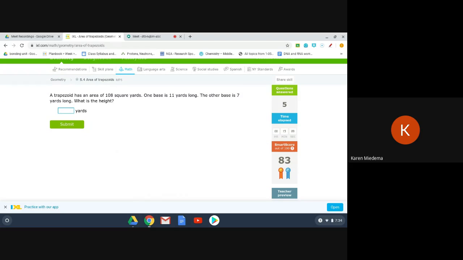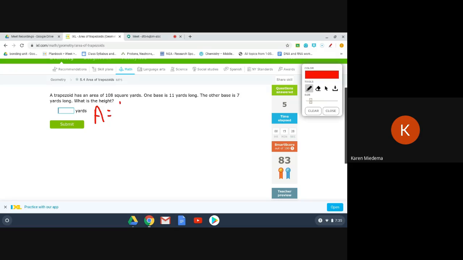Okay, let's try a problem like this where I don't have a picture to help me. It says a trapezoid has an area of 108 square yards. One base is 11 yards long. The other base is 7 yards long. What is the height? Okay, once again, we want to go with our formula.